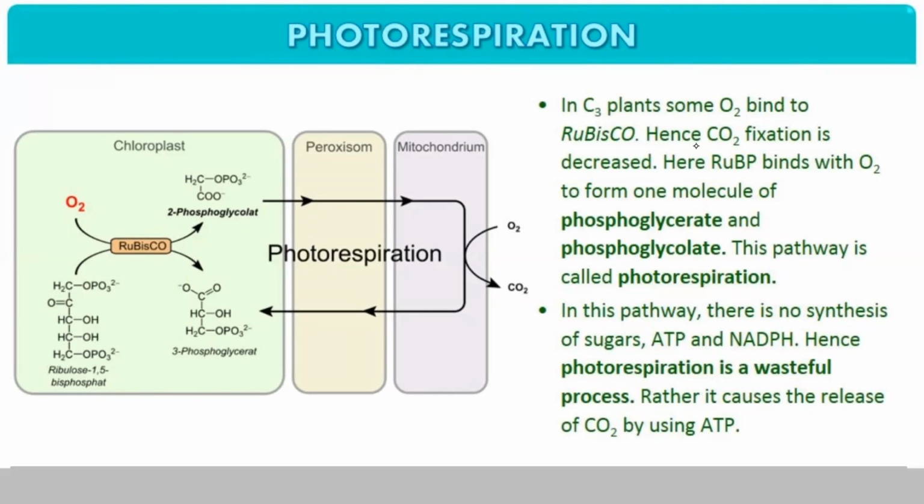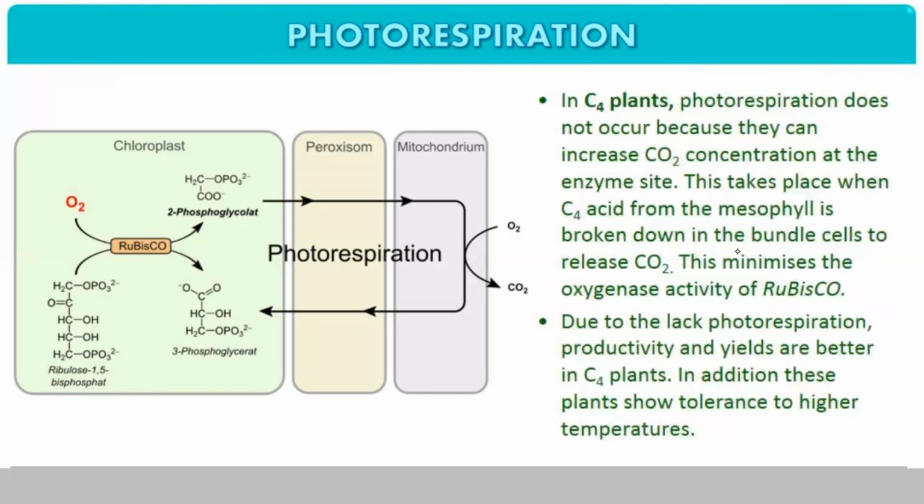In this pathway, there is no synthesis of sugars, ATP and NADPH. Hence, photorespiration is a wasteful process. Rather, it causes the release of carbon dioxide by using ATP. So it's just the opposite, right?